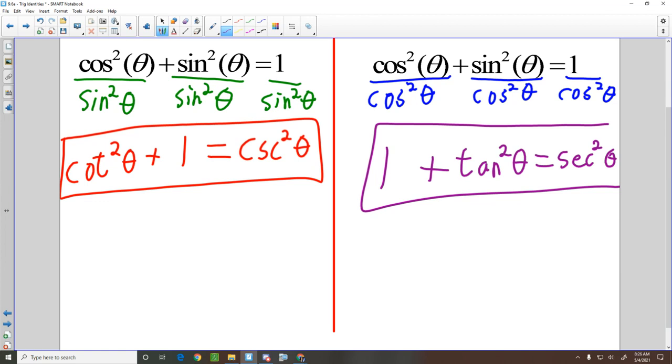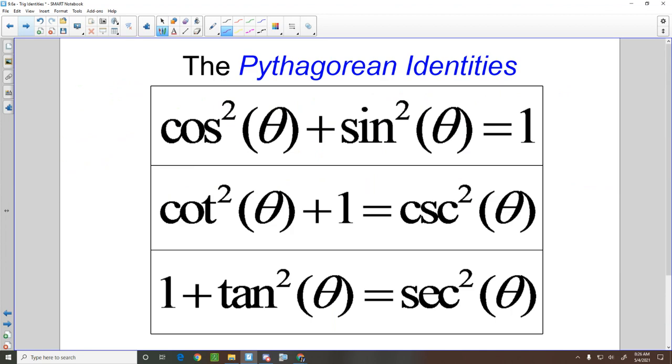The one that you do want to keep in your mind is that Pythagorean identity, which is pretty straightforward. You know, cosine squared plus sine squared equals 1. These other two are created simply by dividing everything by either a sine squared and simplifying, or by dividing everything by a cosine squared and then just simplifying. So these are your 3 Pythagorean identities.